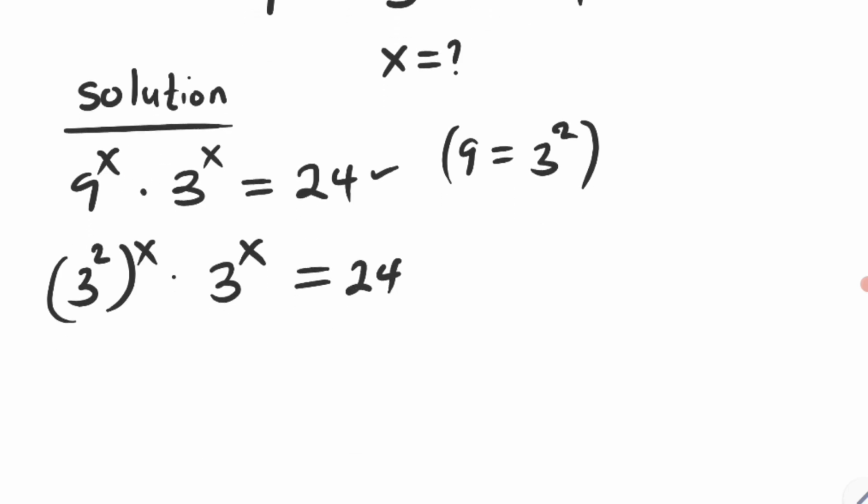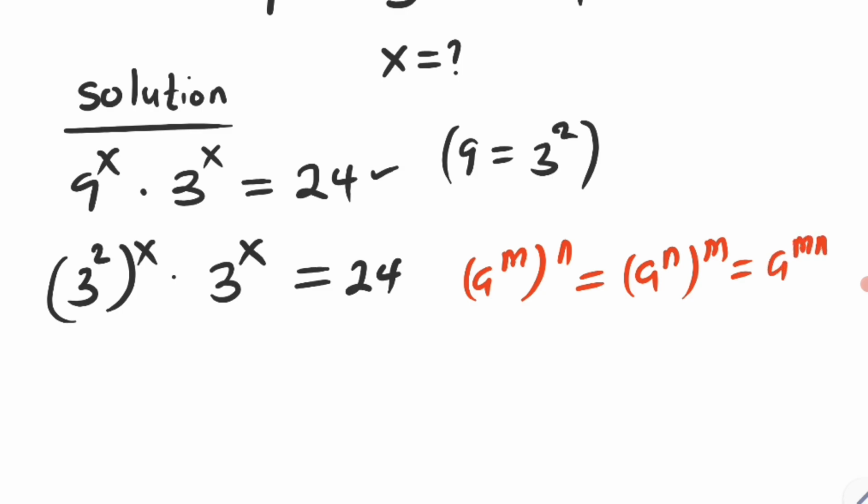Now take note of this, that if you have a raised to power m to the power of n, this is equal to a raised to power n to the power of m, which is equal to a raised to power mn. Then this can be written as 3 raised to power 2s multiplied by 3 raised to power s is equal to 24.